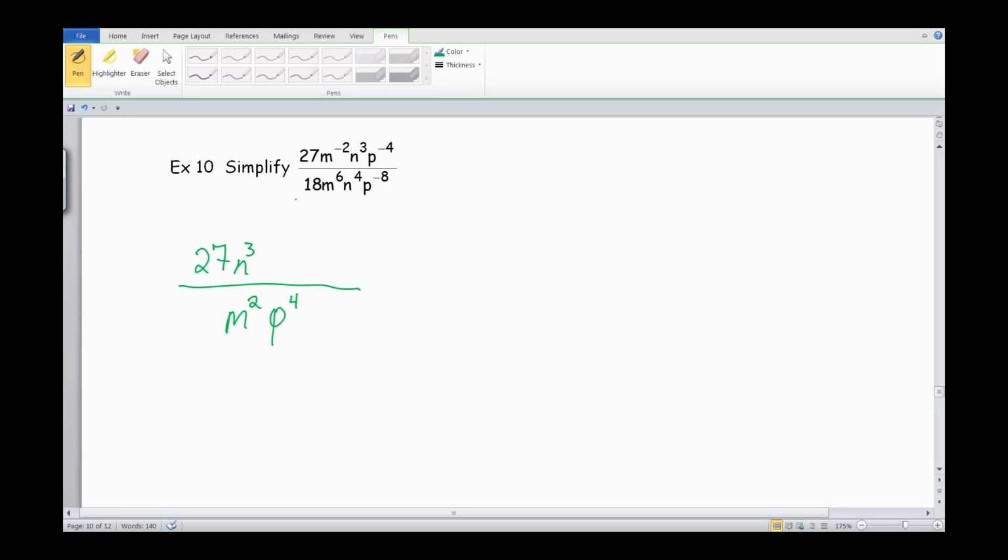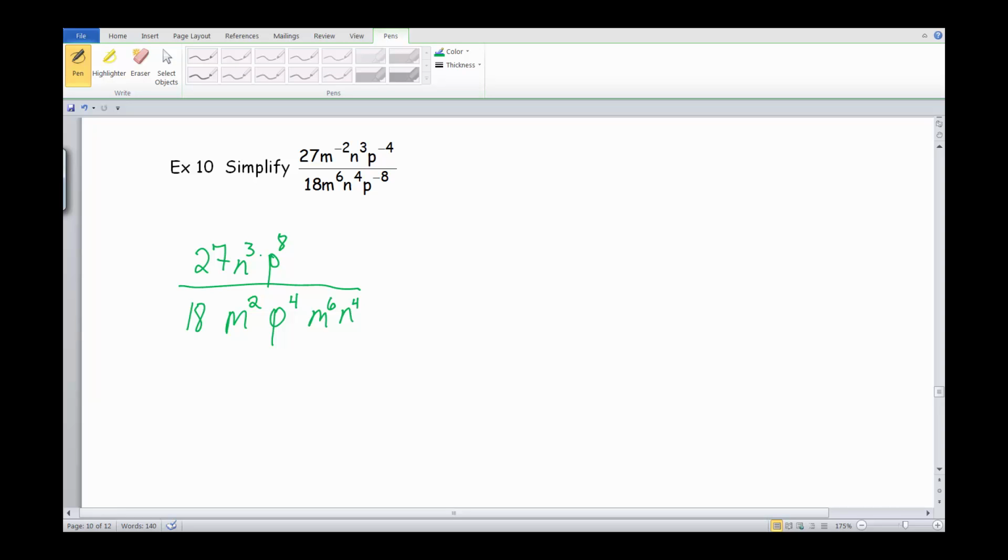Now looking at the bottom, we see that we have an 18. Well, it's still on the bottom, 18. An m to the 6th power, it's still a positive exponent, so we're keeping it on the bottom. The n raised to the 4th is still on the bottom. And the p raised to the negative 8 has a negative exponent, so we're going to throw it on the numerator. So we end up then with p raised to the positive 8. So again, just really throwing the exponents appropriately where they belong.